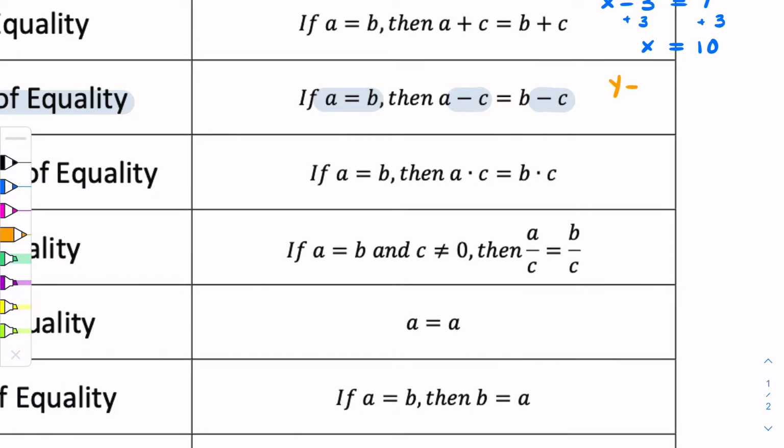My example could be y plus 5 equals 11. To solve for y, you would subtract 5 from both sides, giving you the solution of y equals 6. This is called the subtraction property of equality. Subtracting the same number on both sides allows you to get the answer.